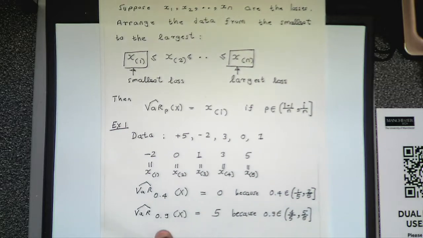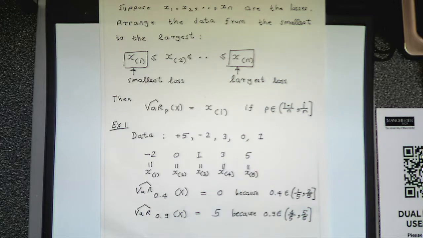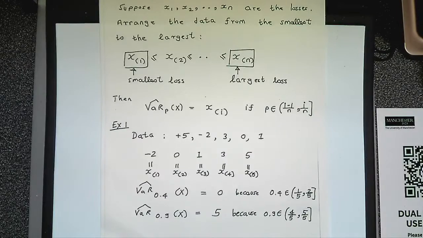Now if P is 0.9, 0.9 belongs to this interval, so your i is 5. So the fifth smallest data point is this one, which is 5. So your VaR is equal to 5. All right, so it's very, very easy to use. The historical method is perhaps the simplest of all the estimation methods for value at risk.